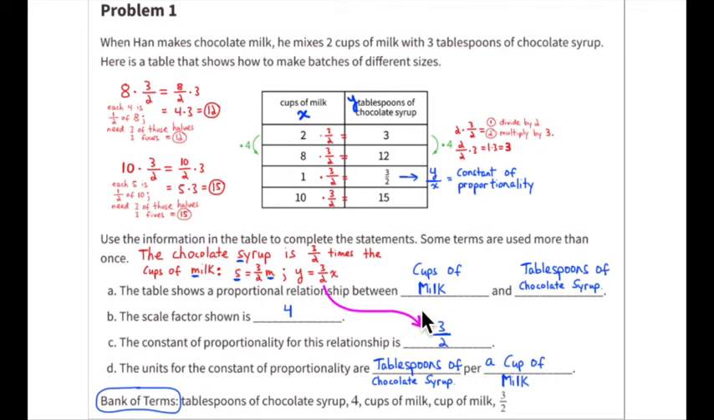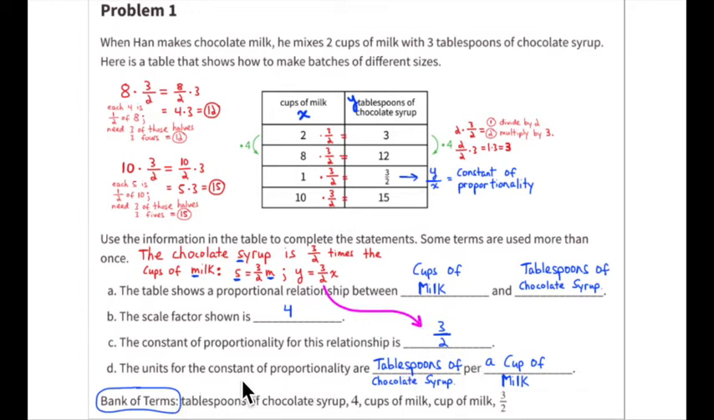The proportional relationship is cups of milk and tablespoons of chocolate syrup. The scale factor that they use is 4 up here. But you would use different scale factors. This would be 1/2. 2 times 1/2 is 1. 3 times 1/2 is 3/2. This would be a scale factor of 5. 2 times 5 is 10. 3 times 5 is 15. Notice it's different scale factors, but it's the same constant of proportionality.